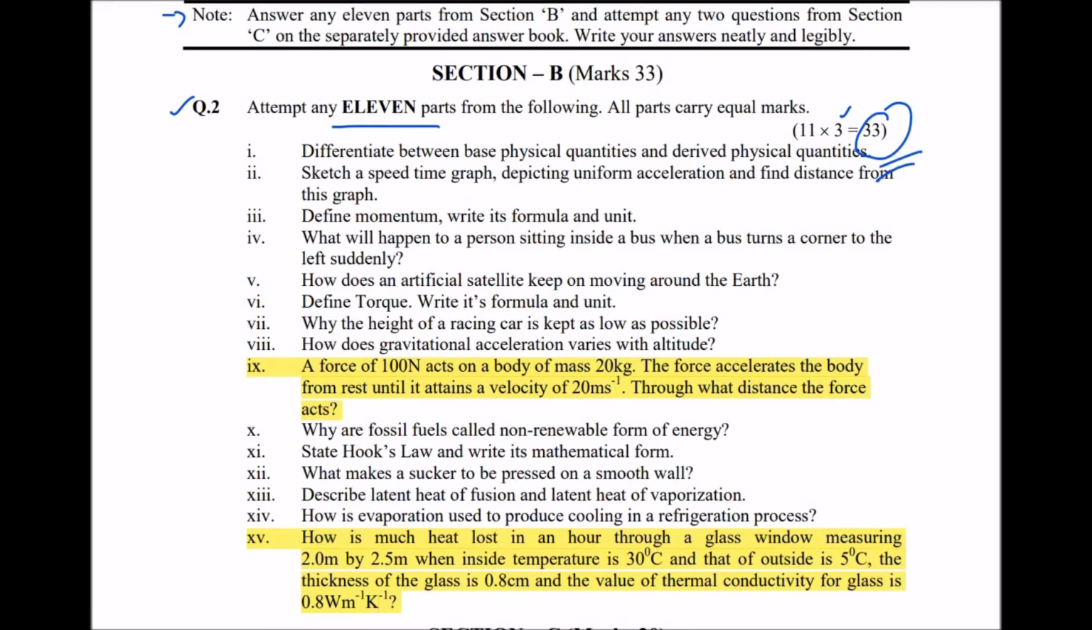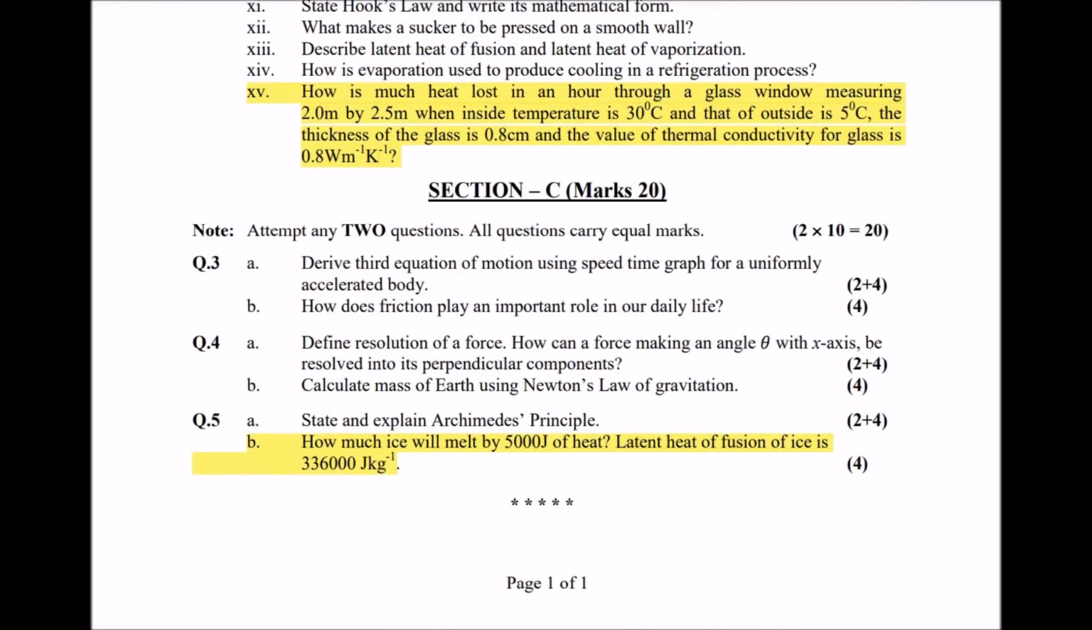Second thing regarding section C, you can see here, your section C is 20 marks and you have to attempt 2 questions. 1 question carries 10 marks and total marks for this section are 20. And you have 3 questions actually here. You have to attempt 2. So there is a choice. You can attempt any 2 from this section.